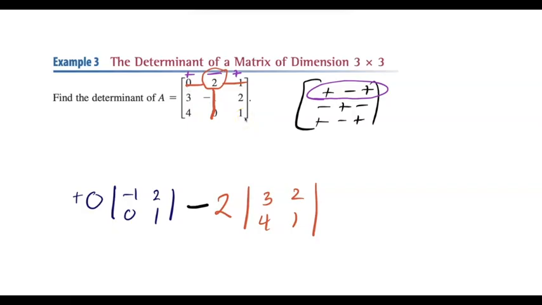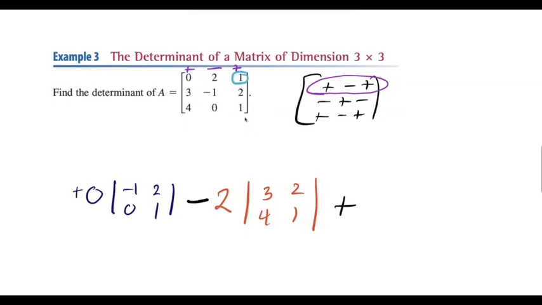And then we do the same thing with the last one. We're going to circle that cofactor. This one's a positive in between, so plus. And we have 1. Cancel its row and column, and we're left with 3, -1, 4, 0.